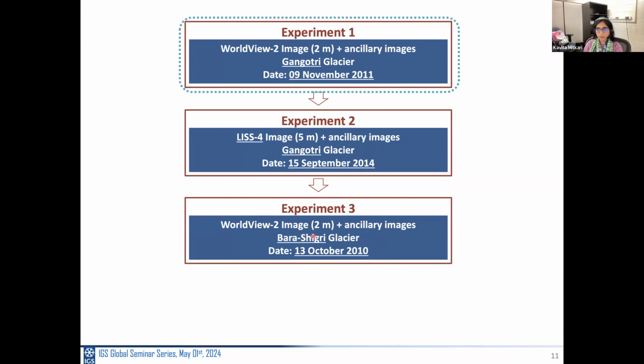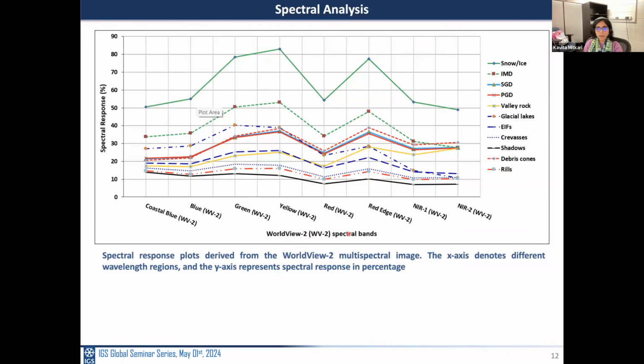So coming to my first experiment, an in-depth spectral analysis was performed using the WorldView-2 multispectral image. As can be seen from this particular spectral plot, it is observed that the SGD and the PGD classes have a very similar spectral pattern. And there are other features like the exposed ice faces and the glacial lakes, which also share a very similar spectral pattern. This is where the ancillary data is going to help to discriminate among features.